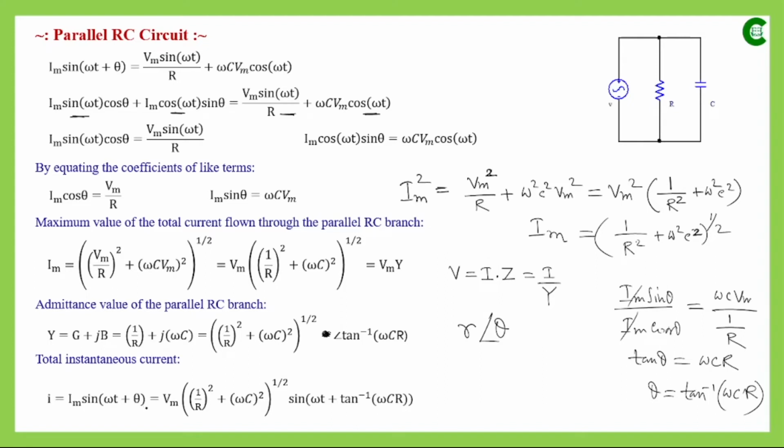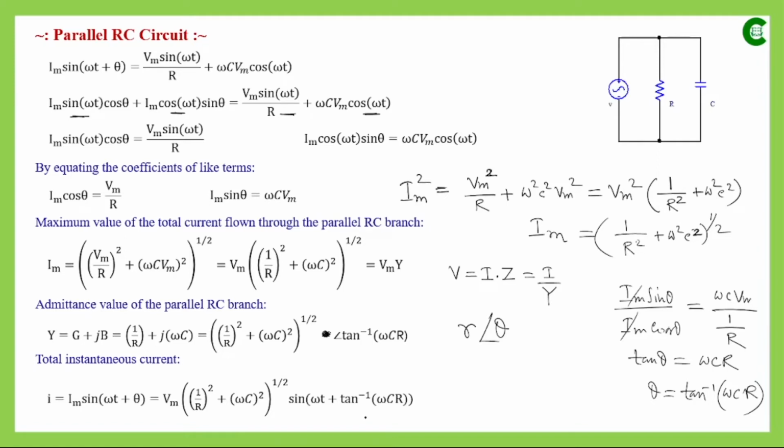So sine omega t plus theta, since this theta has been incorporated within the sine as a compound angle, we are not writing that angle here when we are representing Im. So Im is Vm multiplied by the admittance value. The admittance value will come from here. So Vm, and this is the admittance value.